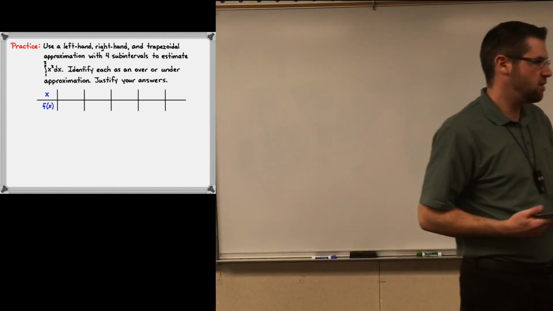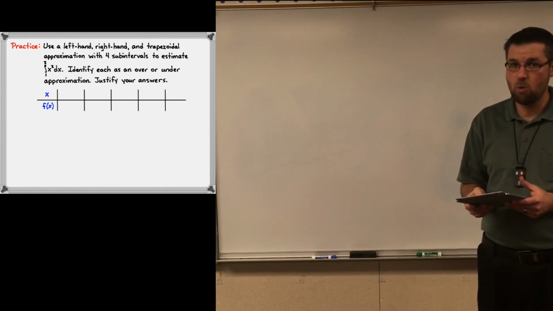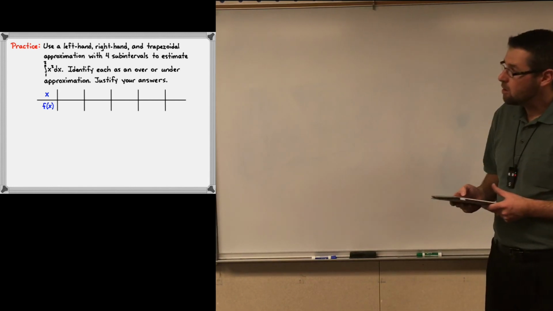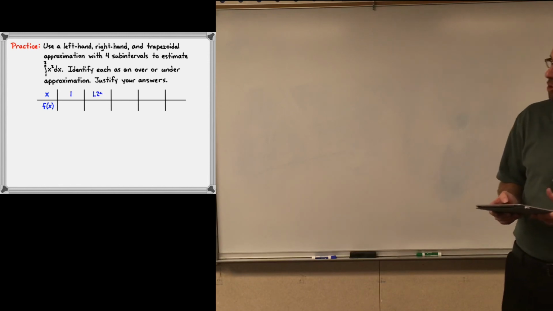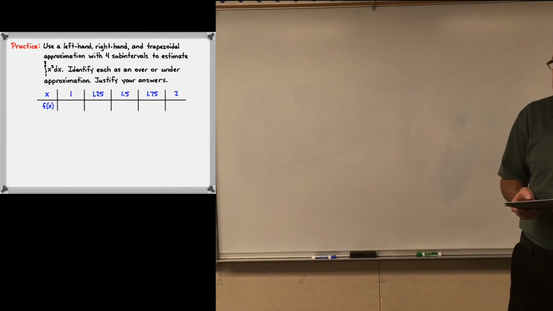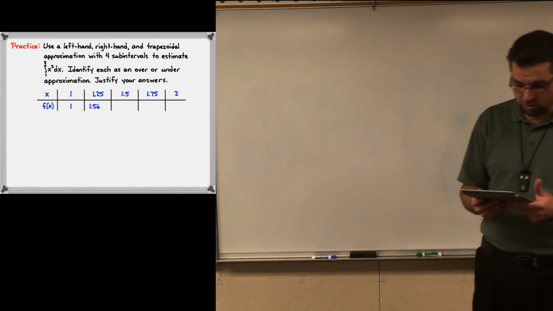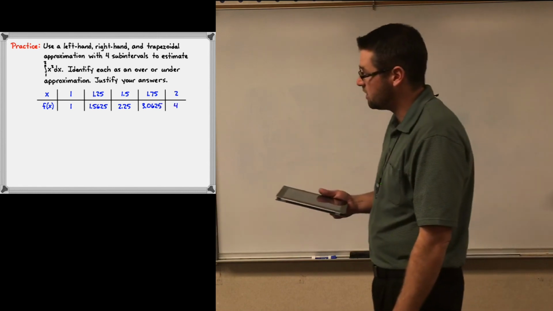So what is the first x value we're concerned with? 1. And the last one is 2, so how wide is each subinterval? 0.25, because the total width is 1, and we're going to divide that by 4. You guys okay with that? And then I'm going to use my calculator or not and just figure out what those values are. Calculator is probably a good idea.